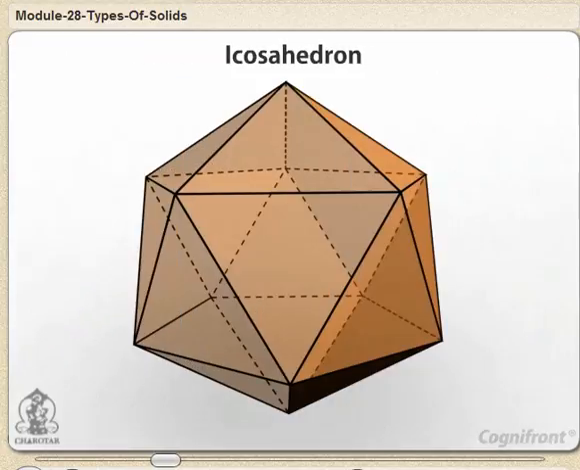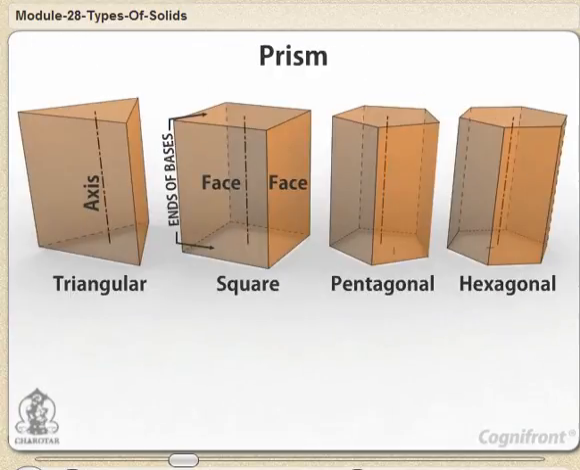Icosahedron. It has 20 faces, all equal equilateral triangles. 6. Prism. This is a polyhedron having 2 equal and similar faces called its ends or bases, parallel to each other and joined by other faces which are parallelograms. The imaginary line joining the centers of the bases is called the axis.